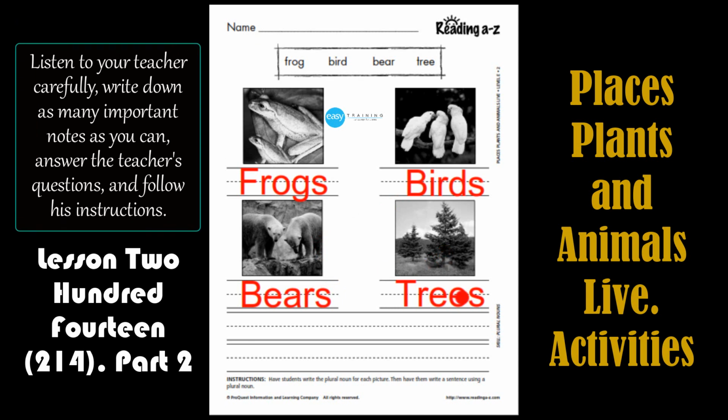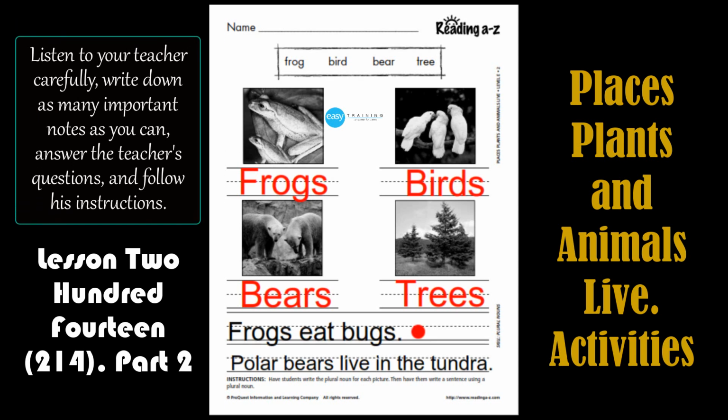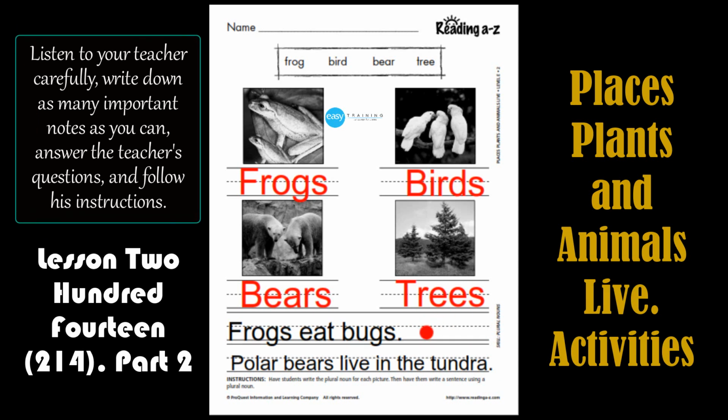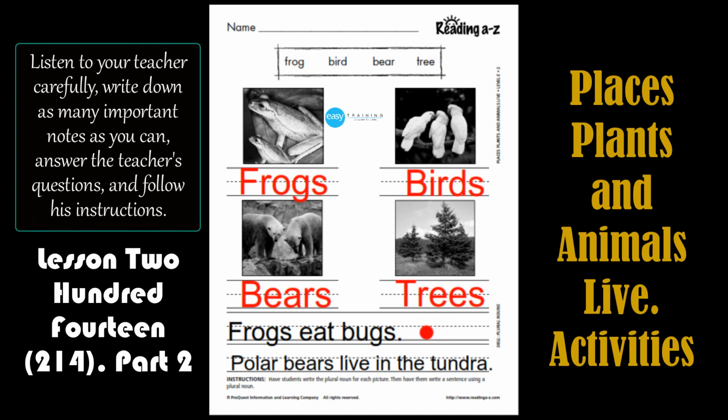Now let's make the sentences. Here are the sentences. Frogs eat bugs. Polar bears live in the tundra. In the first sentence, there are 2 nouns in the plural form: frogs and bugs. In the second, there is only 1: bears.